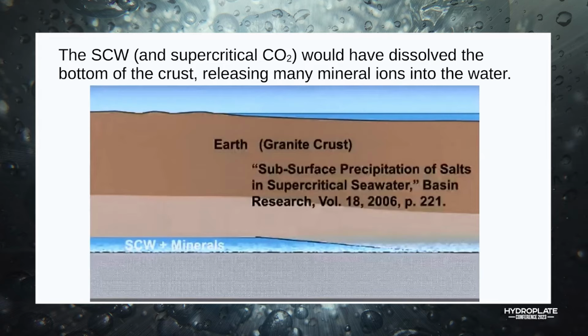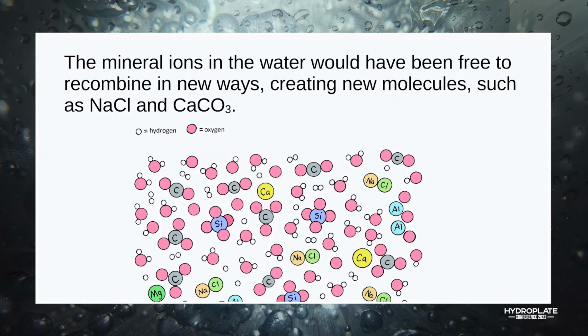Now you can see a little bit of research that backs up this assertion. So the mineral ions in the water would have been free to float around and recombine in new ways and create new molecules. Now we're going to watch a short video by Brian Nichol showing how this might have happened in the subterranean chamber, with carbon dioxide being recycled as the dissolving process happened.